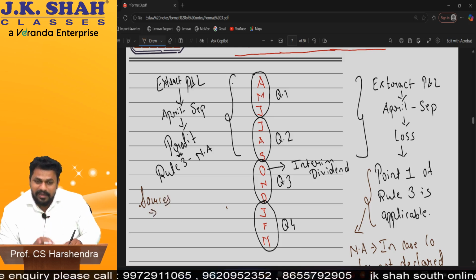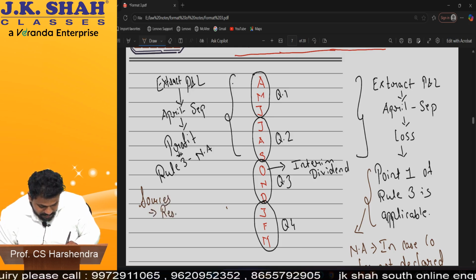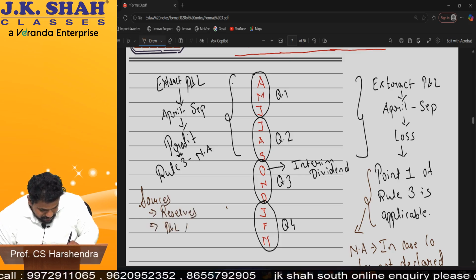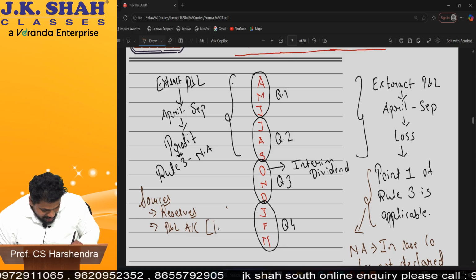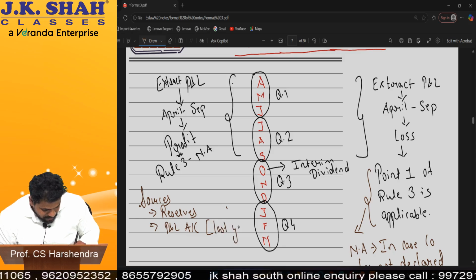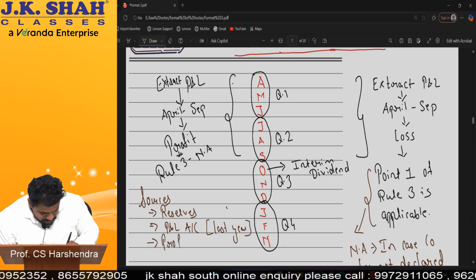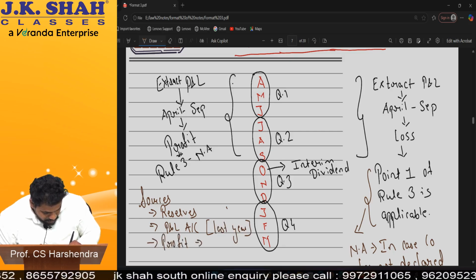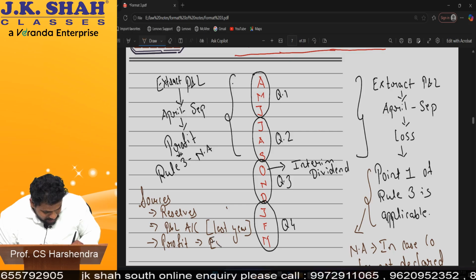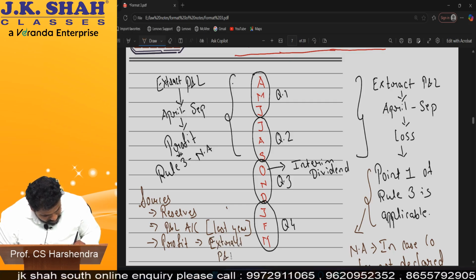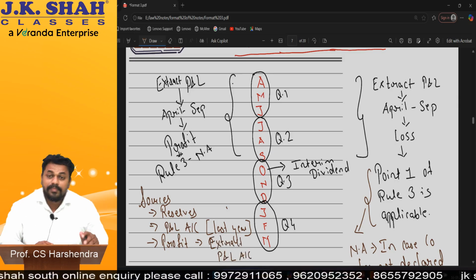In short I am writing reserves, P&L account. Okay, this is last year's, and profit from the P&L, from the extract P&L. Am I clear with this thing?